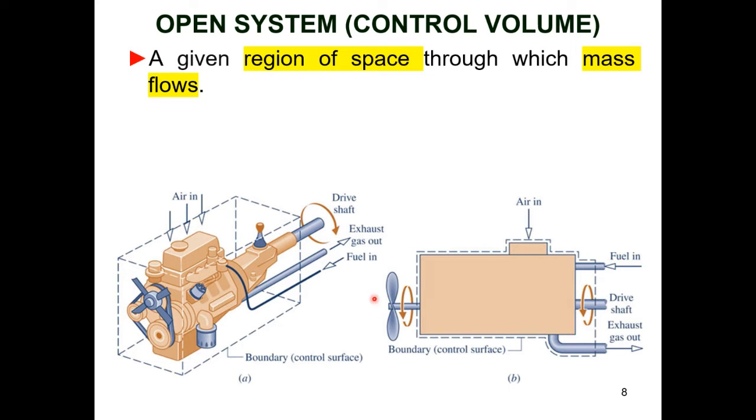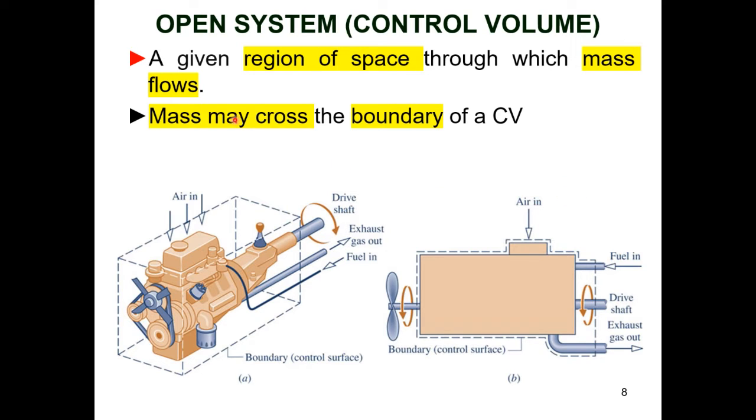When there's a movement, there's work done, and there can also be heat generated. So the fuel is coming in, and exhaust gas is going out. You have a drive shaft and other parts. This is a system. You have a surrounding, and there's a boundary. That is what we call a control volume, or we can also call it a control surface, meaning the surface area is not expanding.